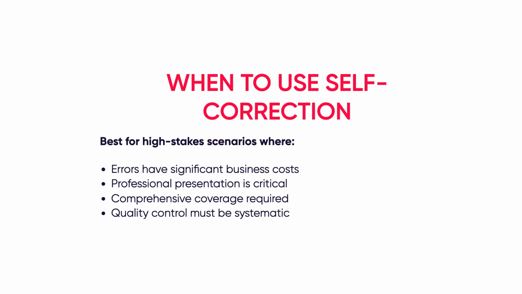So when should you use self-correction? Use it for high-stakes scenarios where the cost of errors is significant. Specifically, use self-correction when errors have significant business costs like customer churn or liability. Use it when professional presentation is critical and reflects on your organization. Use it when comprehensive coverage is required and missing details creates problems. And use it when quality control must be systematic, not based on hope.